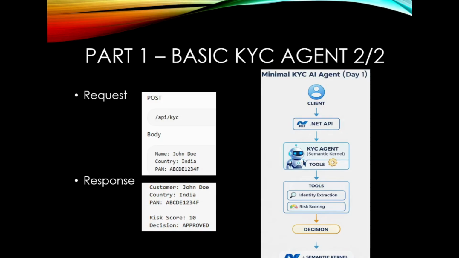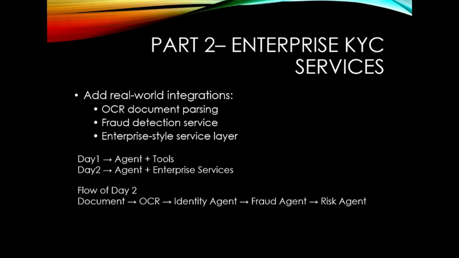In the diagram you can see, we already discussed identity extraction and risk scoring in part 1. That has already been done. So in part 2, what we are doing right now is we'll make it enterprise. In day 1, we learned agents and tools. We have used the identity agent and the risk agent, and the identity tool and the risk tool, that we already discussed. So day 2 means part 2 here.